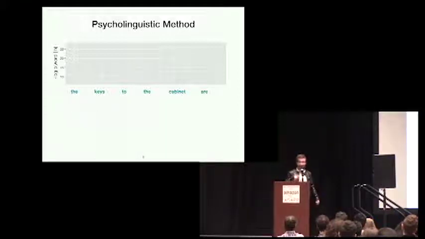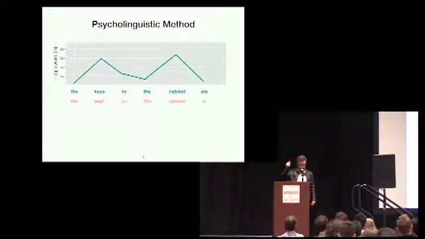So you have the sentence, "the keys to the cabinet are," and you can get the word by word time course of surprisal. In psycholinguistics, for 40 years, people have been looking at special sentences and at the reading times per word. From the reading times per word, which are an index of difficulty, you can determine what data structures people are using.